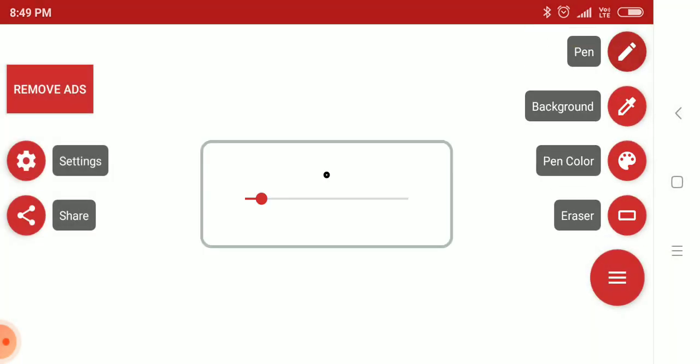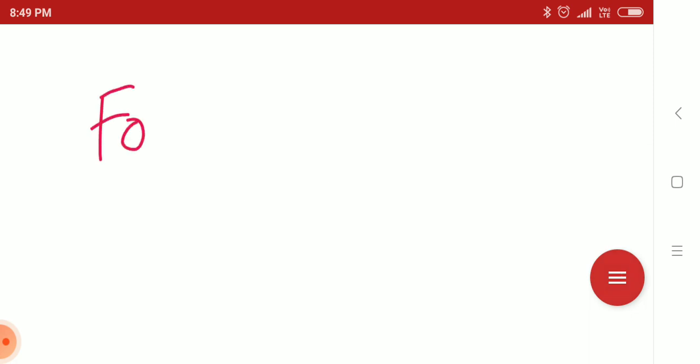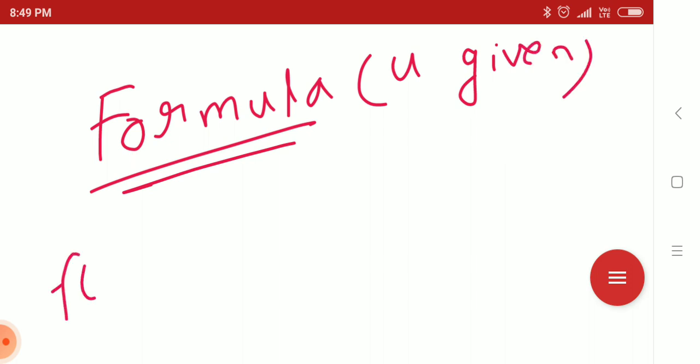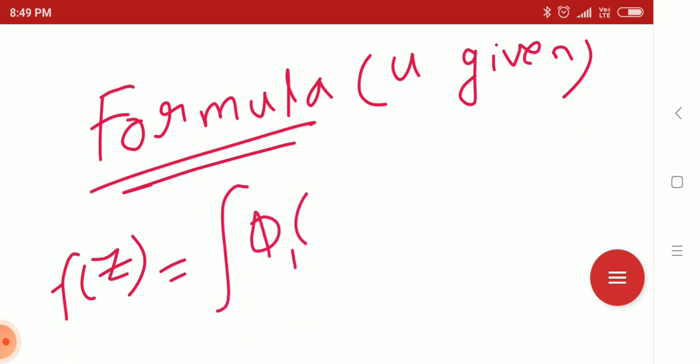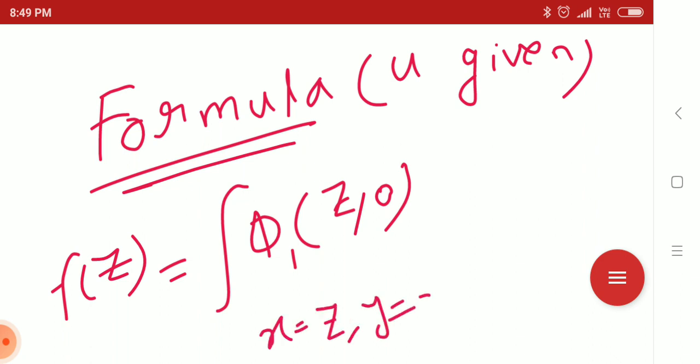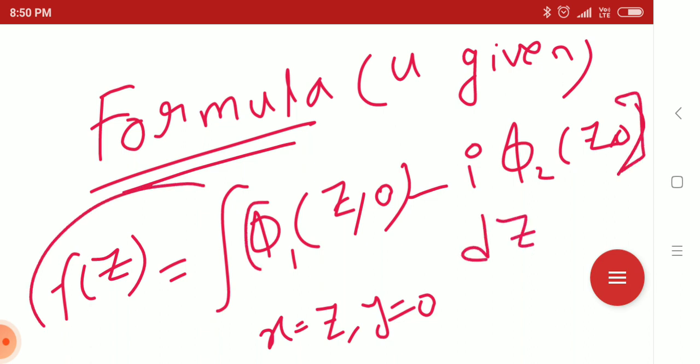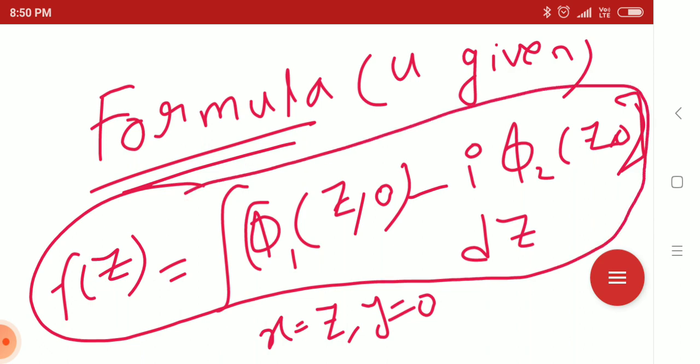So what will be f(z)? The formula for the Milne Thomson method, when u is given, is f(z) equals the integration of phi 1 of z comma 0, that means put x equals z, y equals 0 in phi 1 of x comma y, minus i times phi 2 of z comma 0, into dz. By integrating this term, we will get f(z).